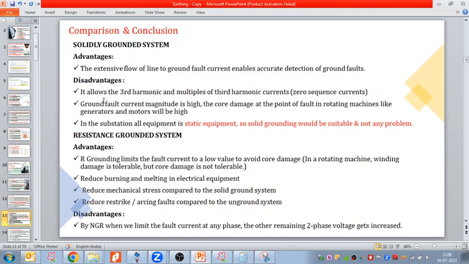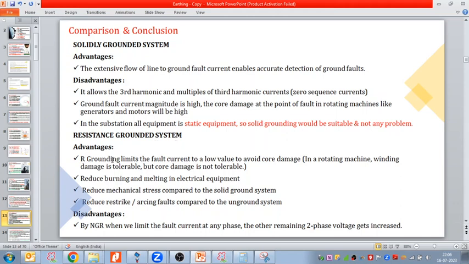The disadvantage means it allows the third harmonic and multiples of third harmonic current to flow in the system. Second, ground fault current magnitude is high. The core damage at the point of the fault in rotating machines like generators and motors will be high. Those are the disadvantages of solid grounding. In substations, all equipment is static equipment, so solid grounding would be suitable and there is no problem at all with solid grounding, right?